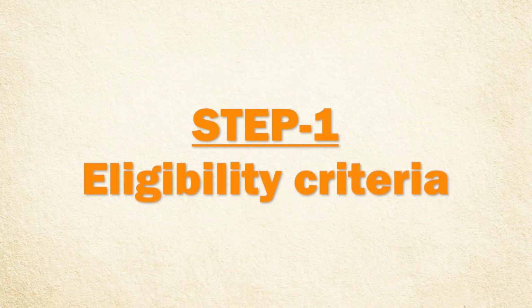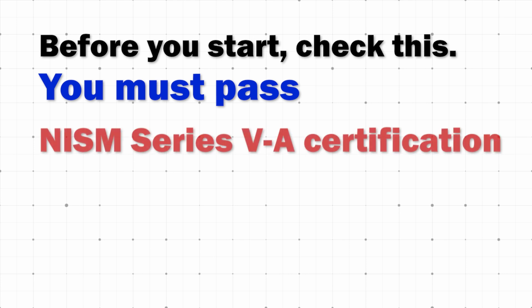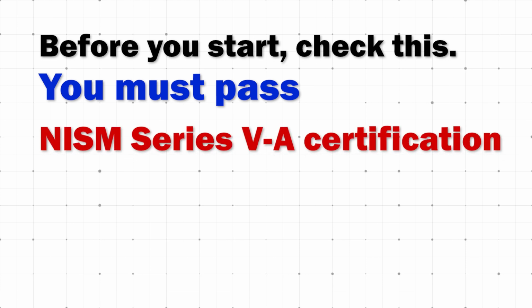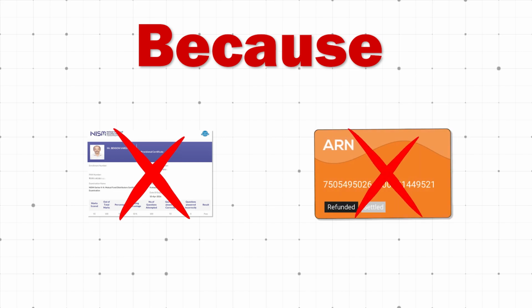Step 1. Eligibility criteria. Before you start, check this. You must pass NISM Series V-A certification. You must have your NISM certificate, because no certificate means no ARN.